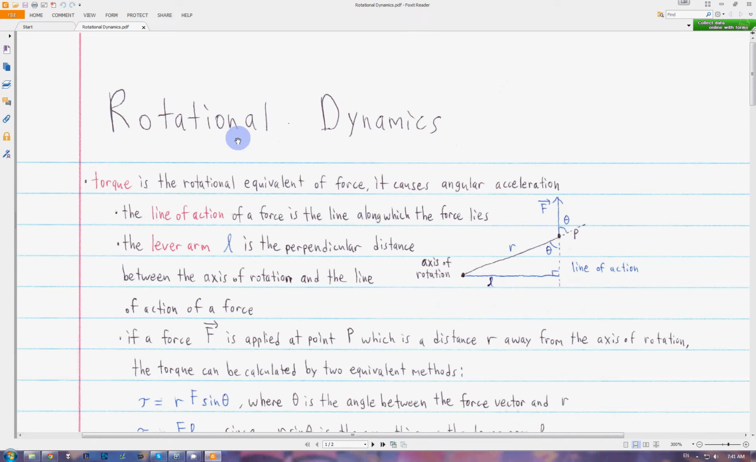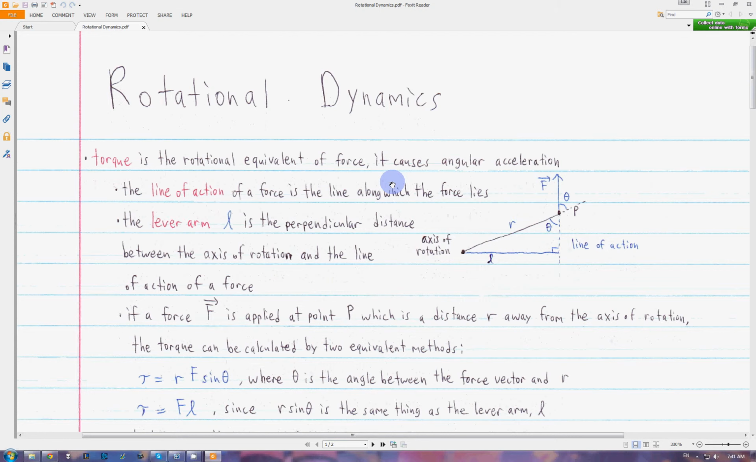Torque is basically the equivalent of force for rotational motion, and net torque causes an angular acceleration, similar to how a net force causes acceleration. So first we need to define some terminology. Here we have some lever that's rotating around an axis of rotation, and a force is applied at this point P on the lever.